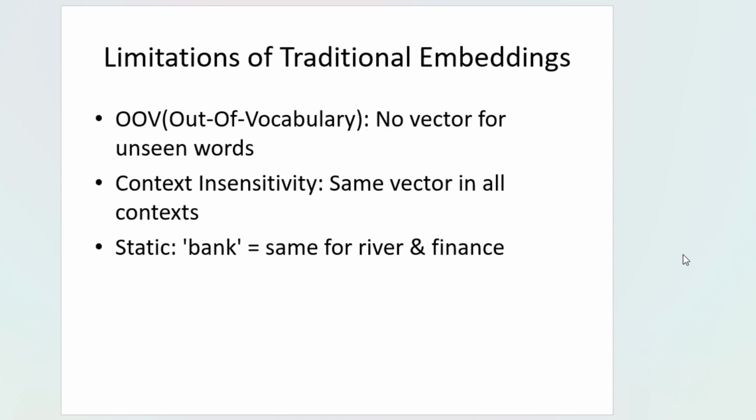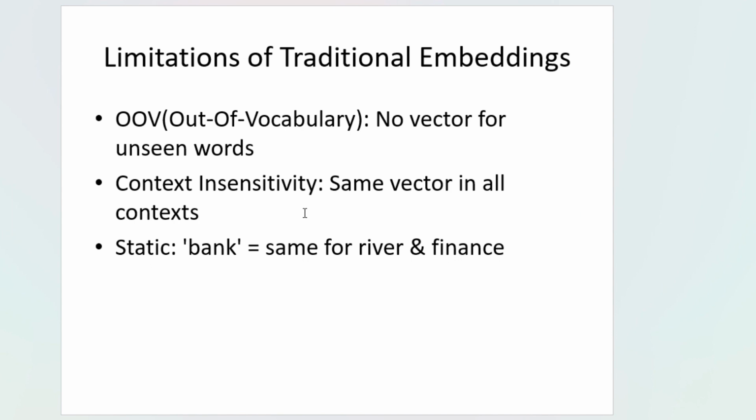Now, the limitations of traditional embeddings. Let us discuss what they are. First is out of vocabulary. When you are training word2vec or any traditional embeddings, if there is a word that was never seen in training, for example, if I trained on a story and there is a word like pizza that was never in the story, then it will never be vectorized.